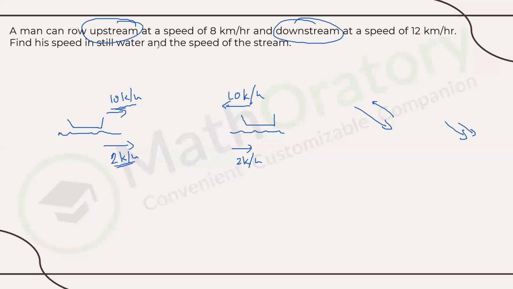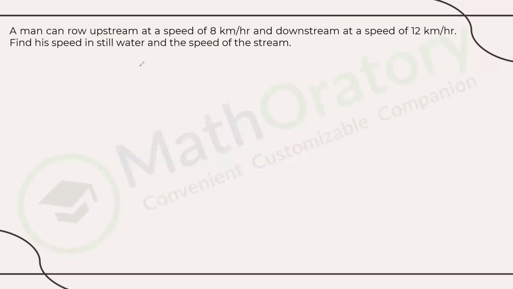So in this question, you don't have to take that scenario. You can actually solve this very simple problem. A man can row upstream at a speed of this much and downstream at a speed of this much. We are looking for the speed in still water and the speed of the stream. Suppose the speed in still water is B, the speed of the boat, let's say, and the speed of the stream is R.